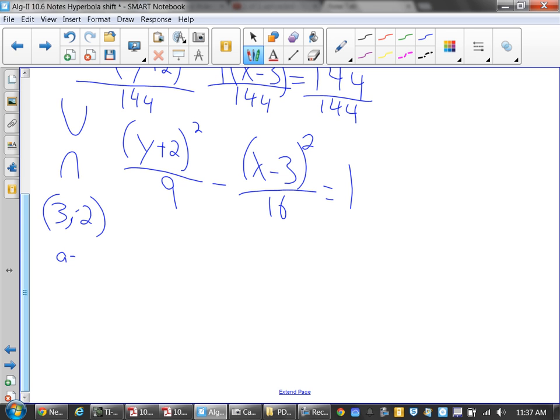A squared is 16, b squared is 9. What's c squared? 25. 25. No, that's an ellipse. A hyperbola, it's not. Okay? This winds up being very, very easy to graph. Yes, none of that square root crap, correct.